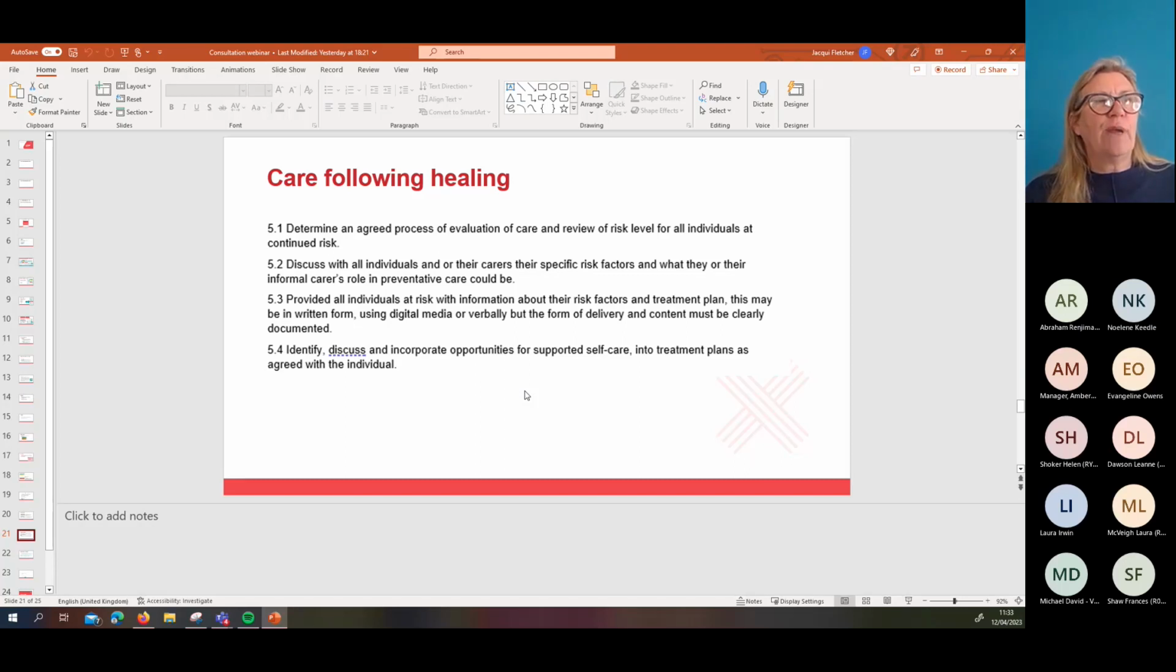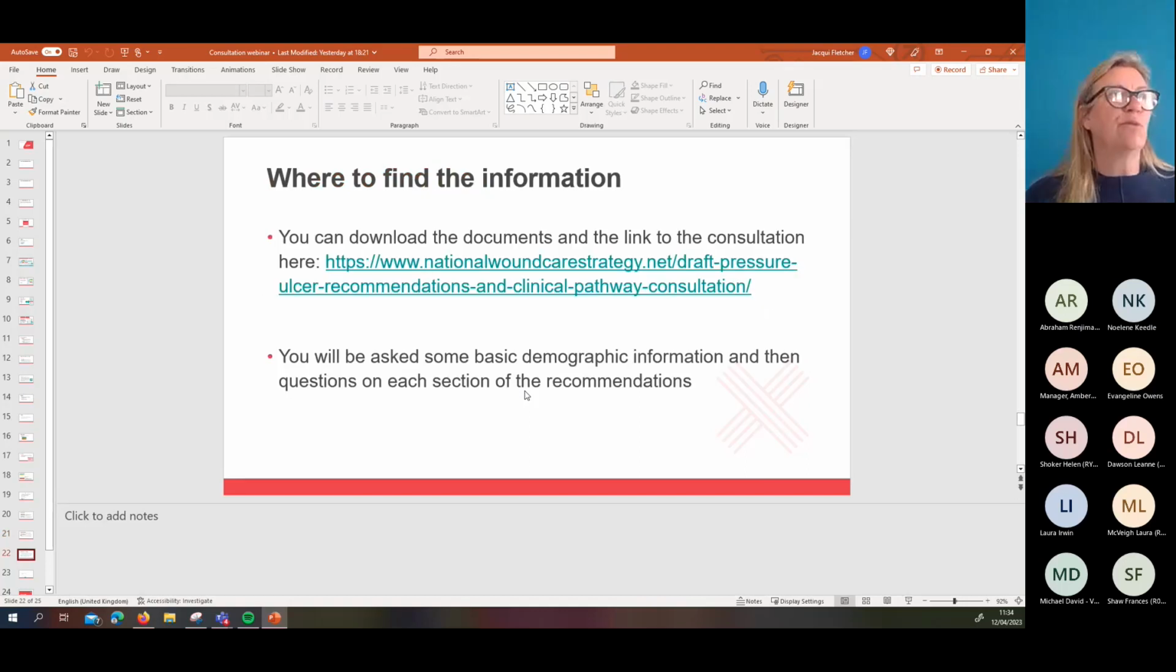So we need to make sure that we have that patient or that person and their family involved in care, in self-care, in decisions about what their treatment plan might be. And for the person with the pressure ulcer, it's really important that we can demonstrate clearly that we have both discussed the care with them and that we have listened to their wishes for what they want and what they would prefer.